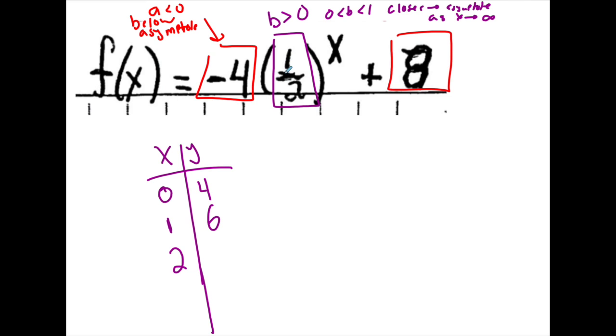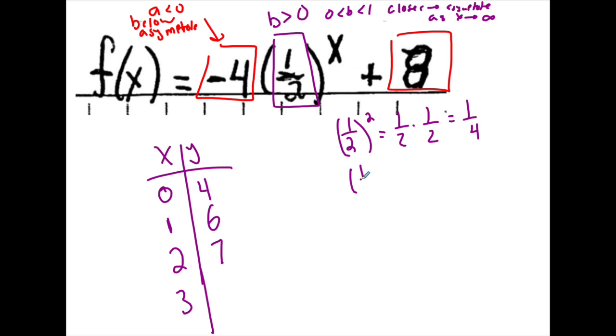All right, 1 half to the 2. So a half to the 2, I'll do this a little bit more visually, is a half times a half, and that's equal to a quarter. A quarter of negative 4 is negative 1, and negative 1 plus 8 is positive 7. Huh. Interesting. Starting to go up a little bit slower, right? We went up by 2, then by 1.